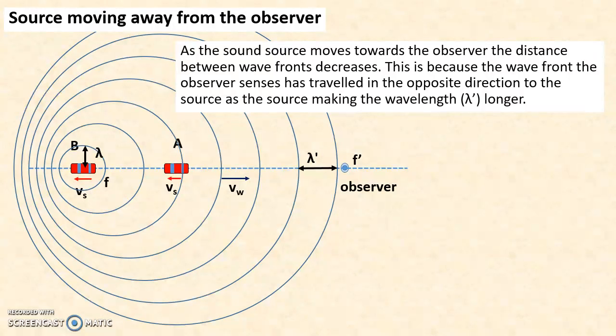Because we get the longer wavelength, remember the wavelength is inversely proportional to the frequency, we are going to hear that lower frequency as a car is receding away from you.